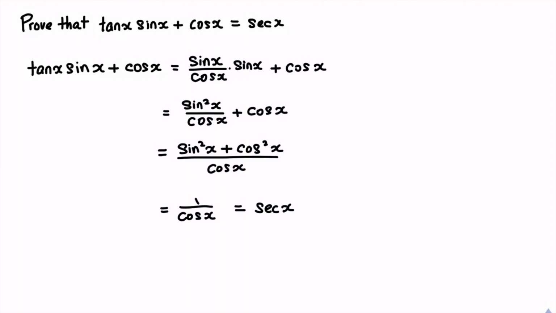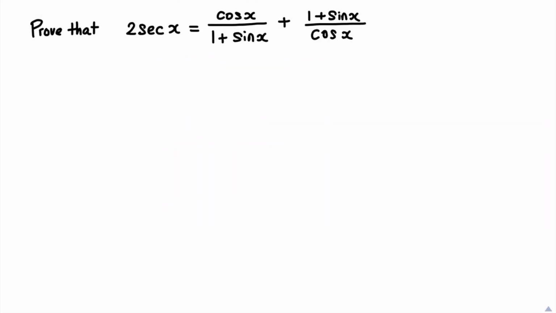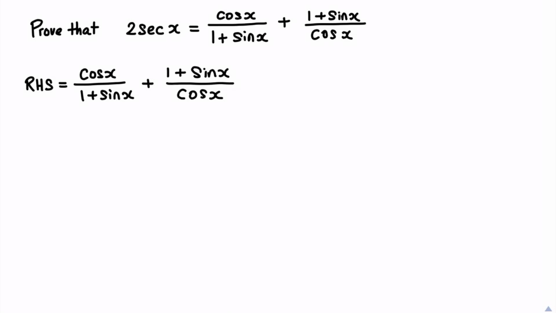And so now we have the left-hand side, tangent x times sine x plus cos x, equals the right-hand side, secant x. Now let's try to look at a more complicated looking example. Again, we want to start from the more complicated side, so we start from the right-hand side in this case. It is really complicated looking, but it's just two fractions. The aim is to try to simplify them as much as we can. To simplify fractions, we take a common denominator. So we take the common denominator.